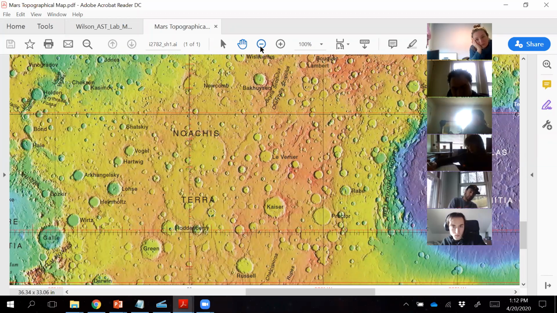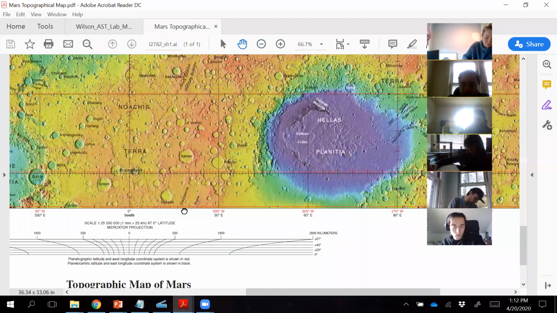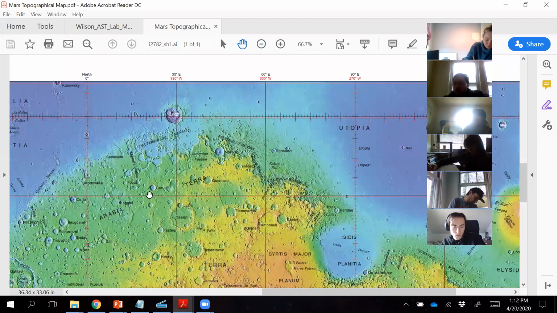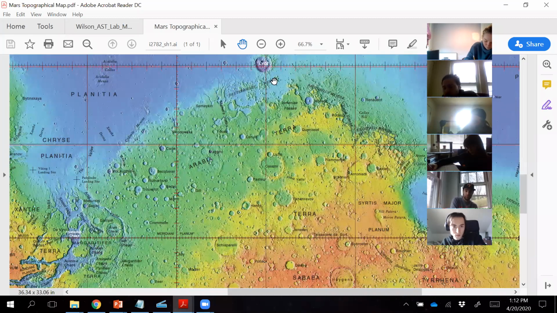Southern. Yeah. And that's based on what observation, Jace? The amount of craters. Yep, just as simple as that. So let's write that down.